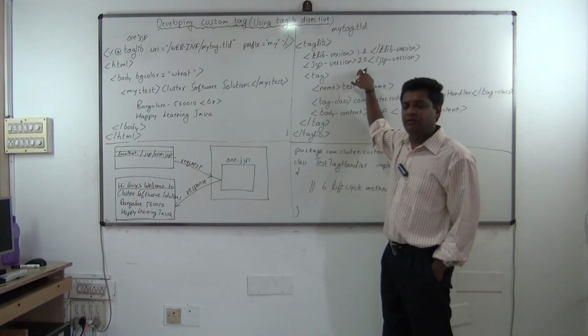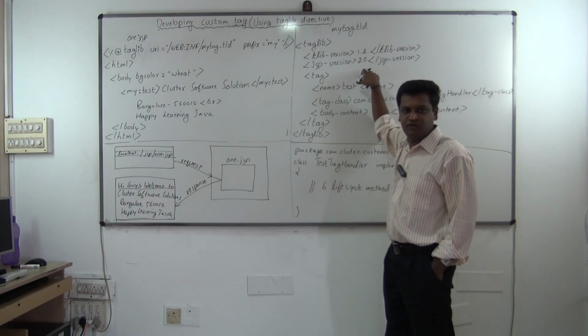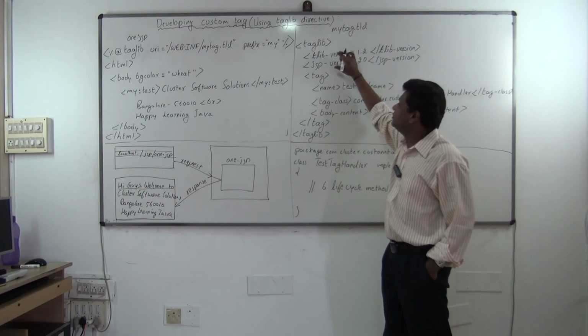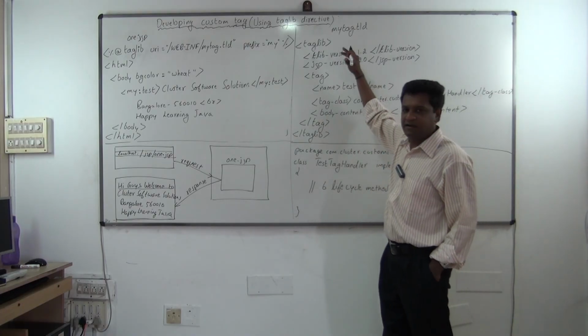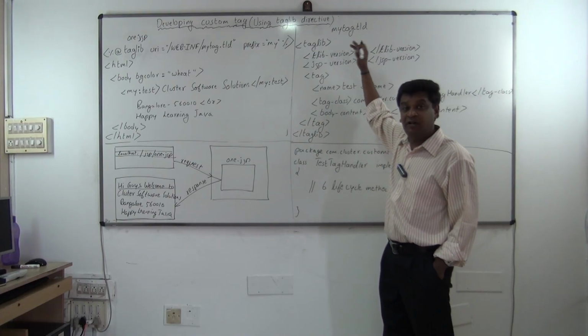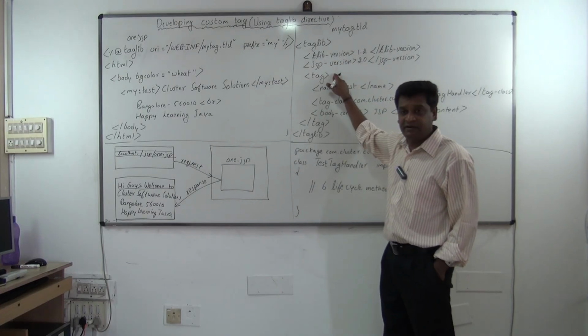Okay, so you have versions for taglib and also for JSP. The JSP version is 2 and the taglib version is 1.2. These two, write them blindly. You have to write them. Now leave that. That is what you have to write in all the TLD files. It is common. Now come to this tag.